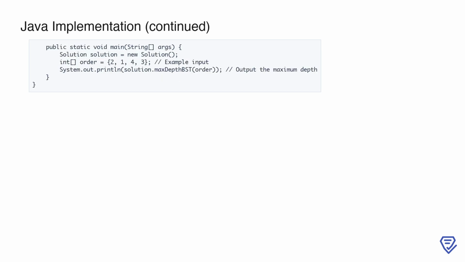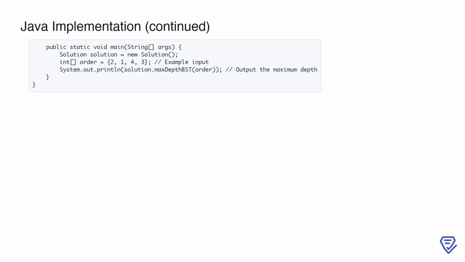In the main method, we create an instance of the solution class and define an example input array 2, 1, 4, 3. This array represents the insertion order for the binary search tree. We then call the maxDepthBST method with this input and print the result to the console. The output will be the maximum depth of the BST constructed from the given insertion order.